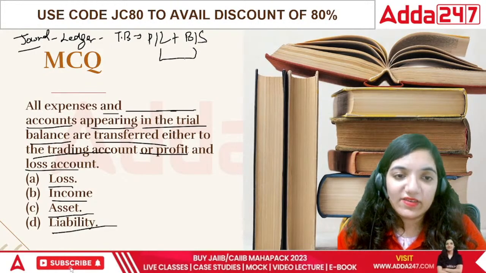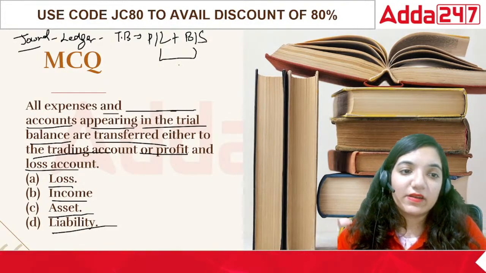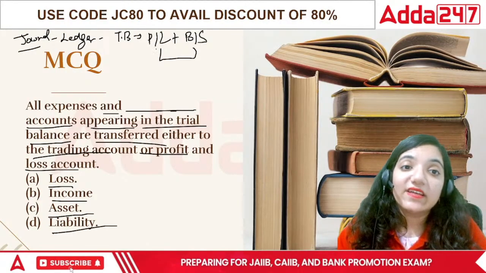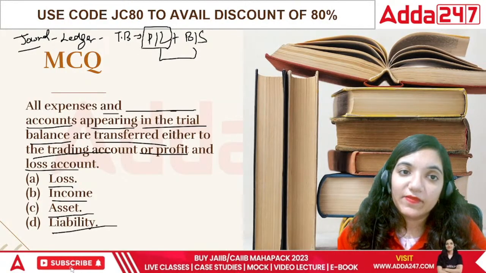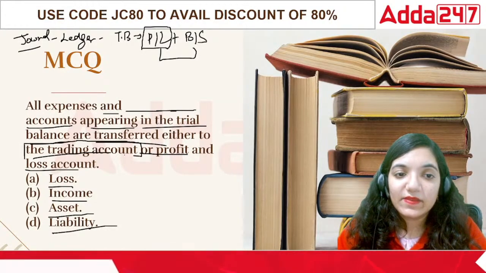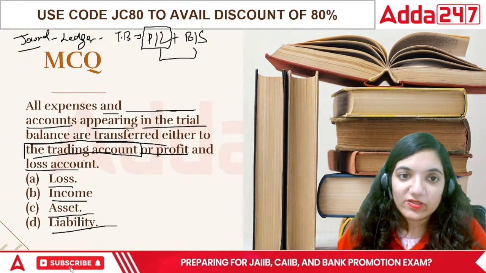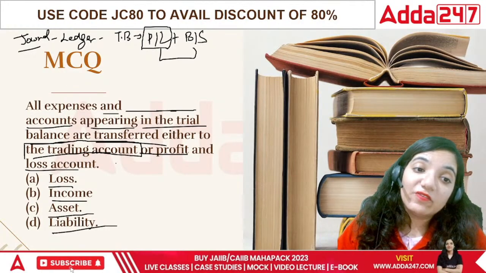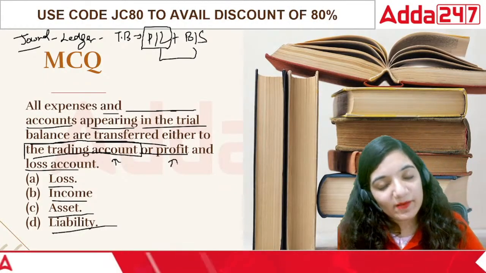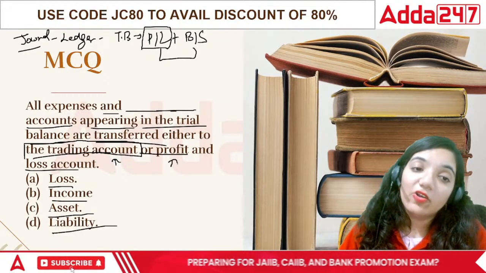So all these things are created. In this, what they say is that items appearing in the trial balance are transferred into the trading or profit and loss account. What are these? These are covered under the area of P&L. Trading is prepared by manufacturing concerns, and the ones which are in service will make only profit and loss. The manufacturing concerns will first produce and then sell. So they will prepare the trading account, and then we will create the profit and loss account.